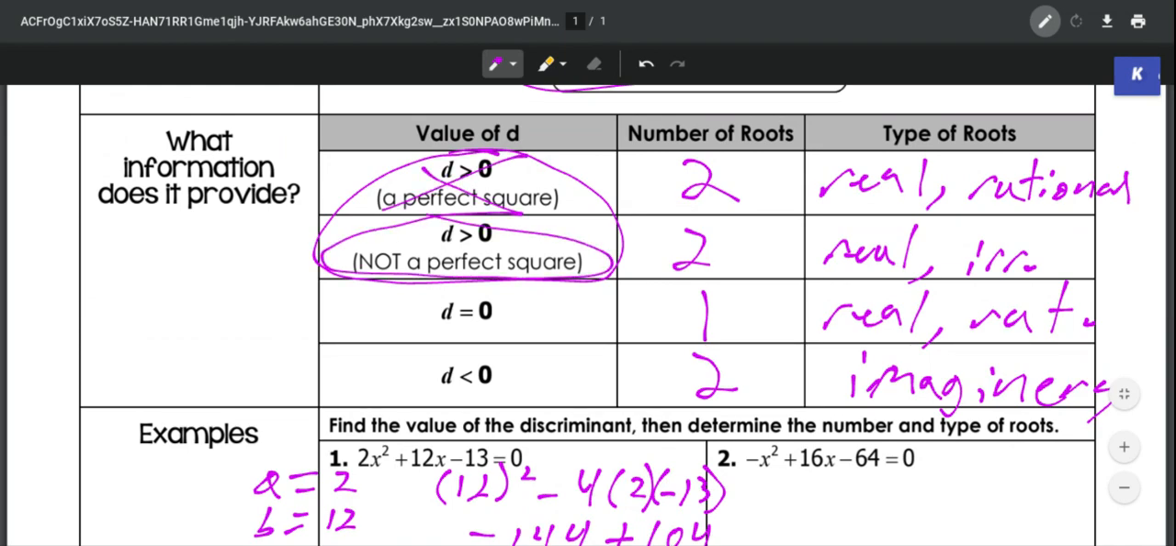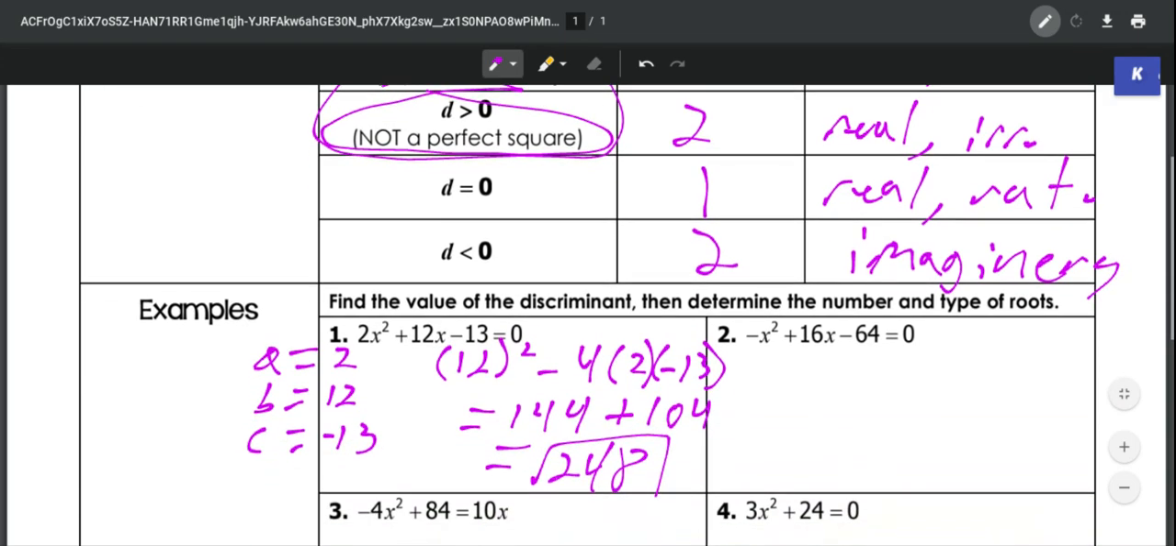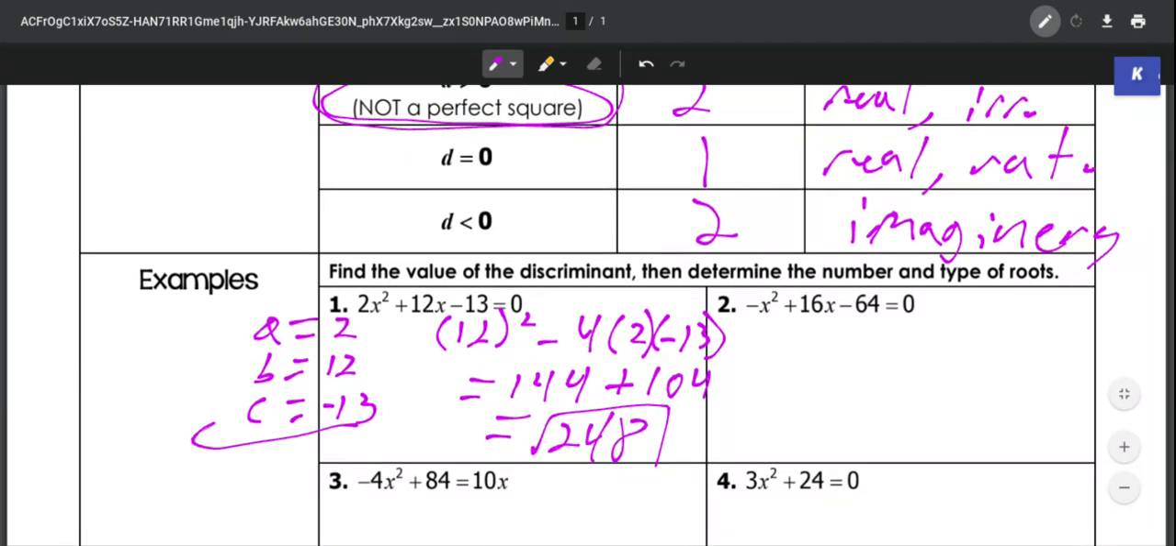That just leaves us with our discriminant is greater than 0. It's not a perfect square. So our answer is going to be 2 real irrational roots. That's all you would have to write for this: 2 real irrational roots. So that's an example of that.